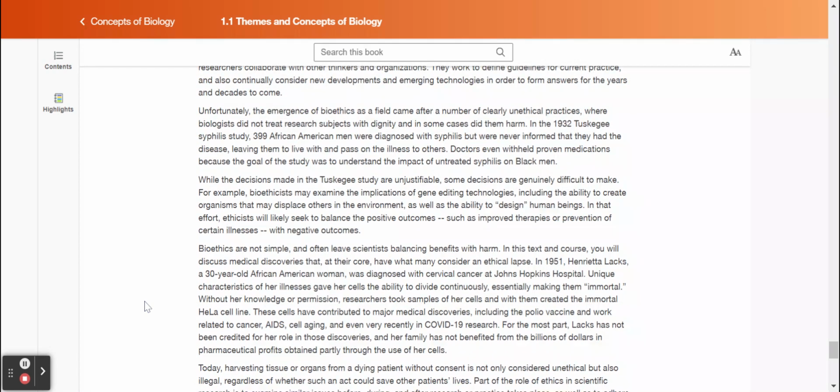Unfortunately, the emergence of bioethics as a field came after a number of clearly unethical practices where biologists did not treat research subjects with dignity and in some cases did them harm.